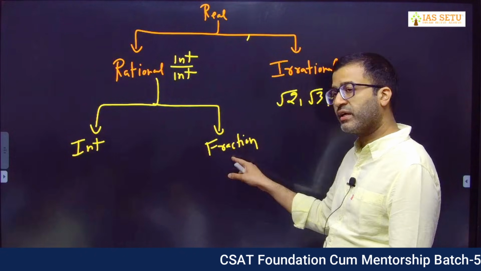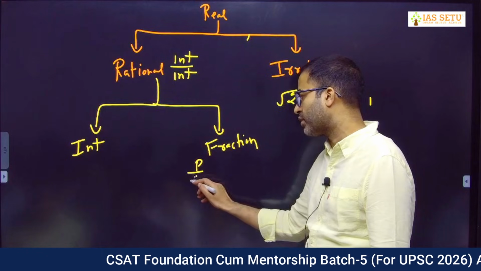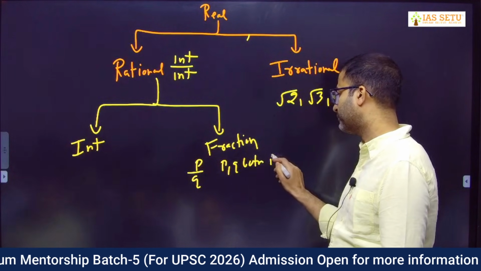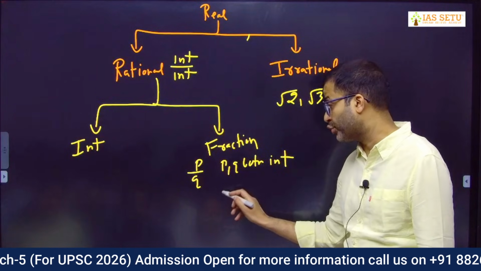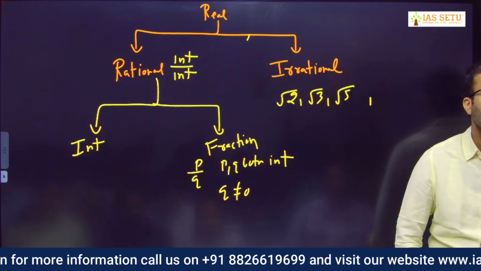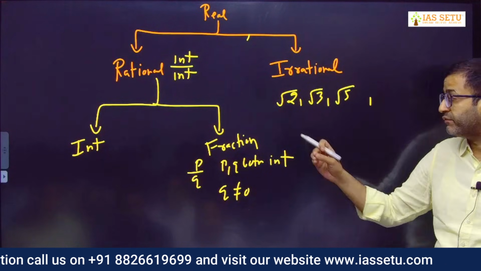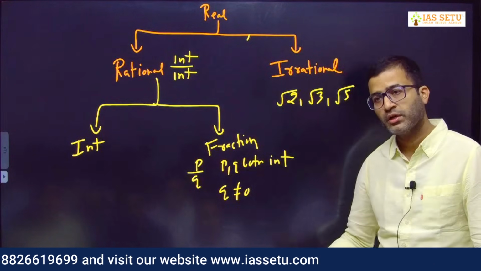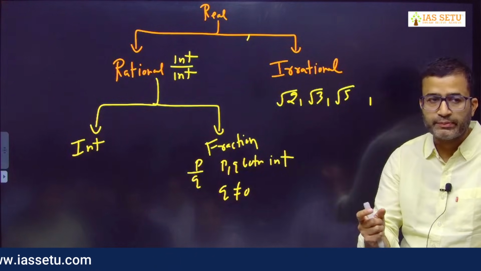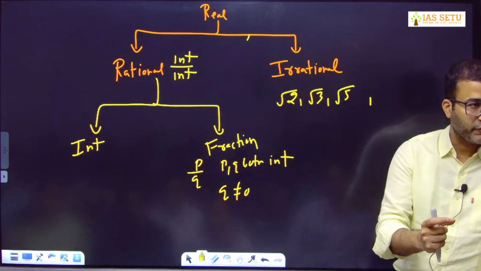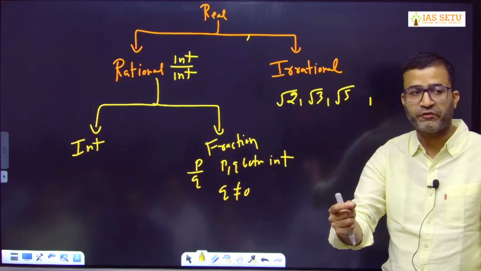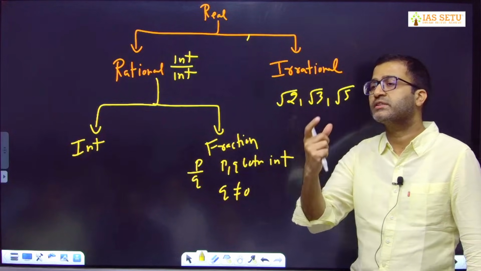Now I tell you about fractions. Can we say we can express a fraction in the form of P by Q, where P and Q are both integers? And here also Q can't be 0, because if Q is 0 it becomes infinity. Then tell me, what is the difference between a fraction and a rational number? This is the same in rational numbers too. I'm asking you a conceptual question. What is the difference between fraction and rational as far as their definition and concept is concerned?